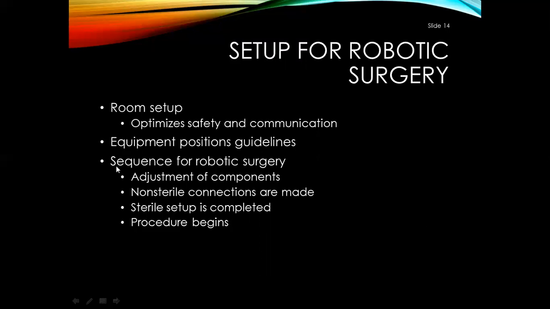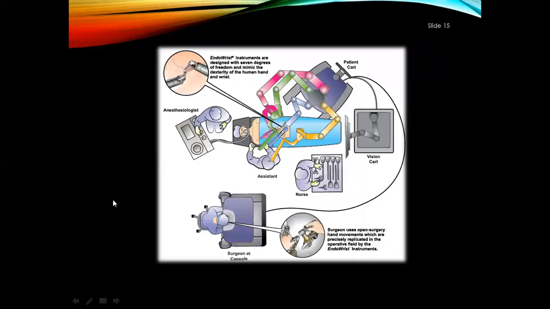Here it tells you the sequence for robotic surgery. You adjust the components. The non-sterile connections are made, just like in minimally invasive. You're plugging everything in. Sterile setup is completed and the procedure begins. And then I threw this in. It just shows you how it's set up, and I think this setup is for a robotically assisted laparoscopic cholecystectomy. You can see the surgeon at the console over here. They call it nurse, but it should be surgical tech, over here. They have a vision cart here. Ours are usually up. And then, of course, if you've got a monitor on the wall, it comes on that one too.